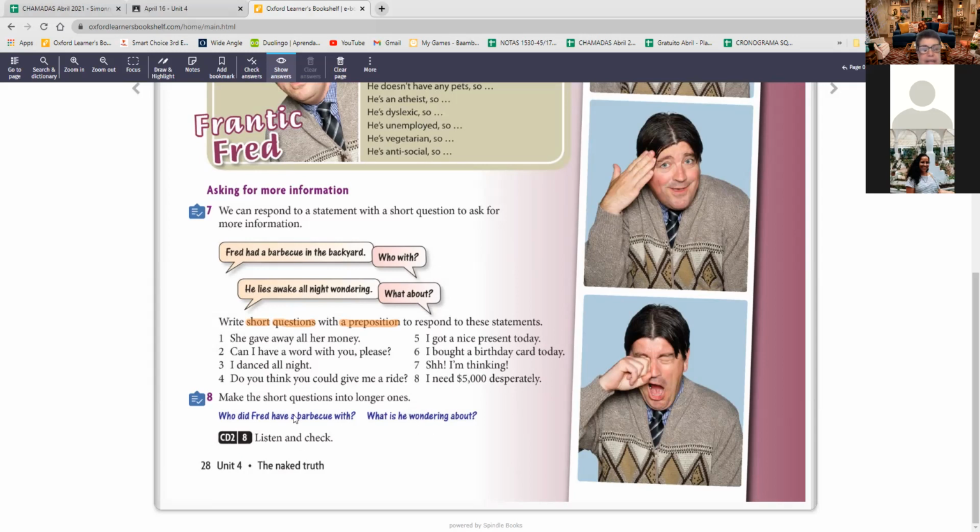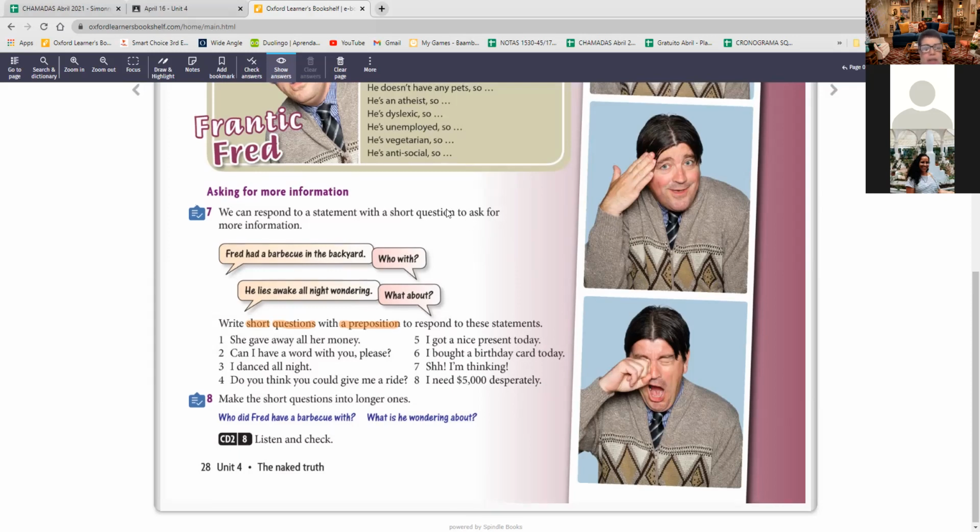Okay. Let's move on. And then I will explain. I will search more about it, and then I'll give you a better answer. Okay. Let's see number 8. Make the short questions into longer ones. Example, who did Fred have a barbecue with? Because in the situation, he had a barbecue.